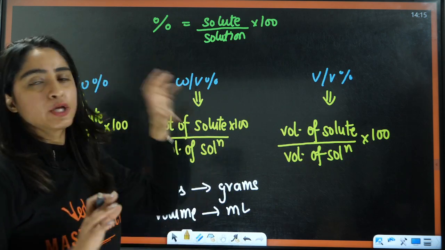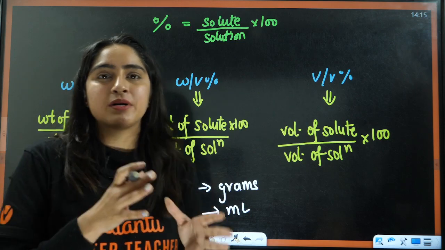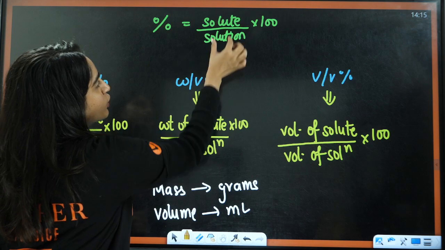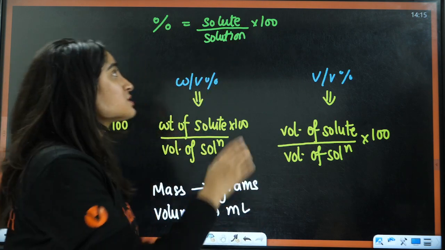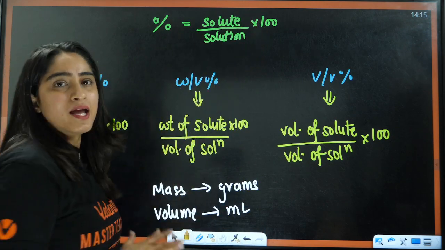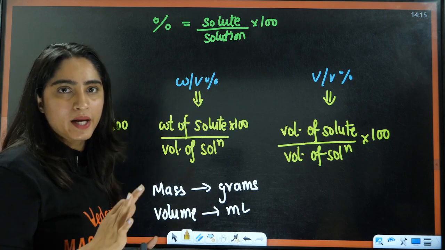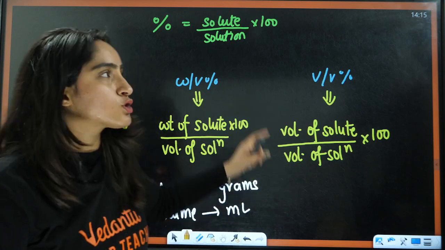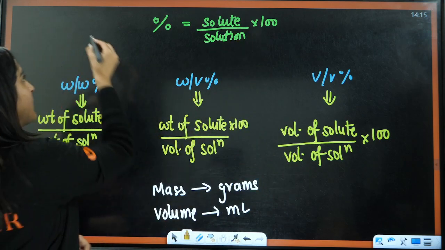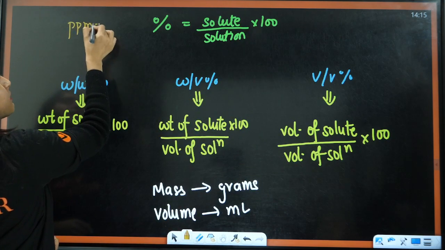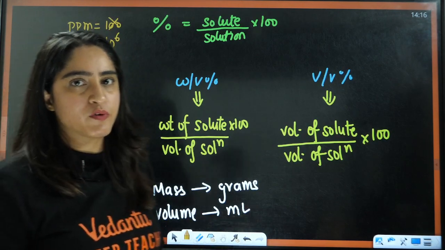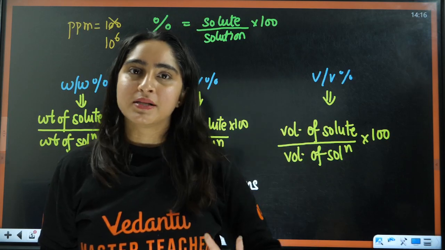Next is percentage. If you want to calculate the percentage, you need to decode these lines, like 10% of this much solution. So how to decode that? You have percentage as solute by solution into 100, because this is percent, so always multiply this by 100. If you want to calculate the ppm, then in place of 100 you will write 10 raised to power 6. That's the only difference between ppm and percent.